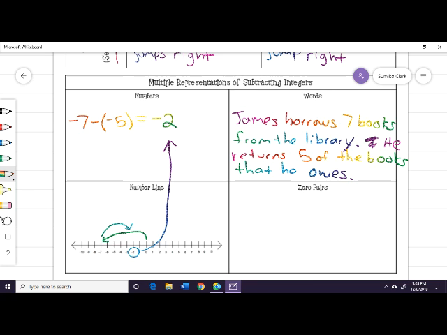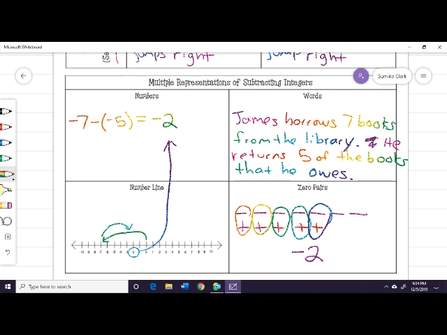Let's go ahead and look at the zero pairs. Okay, so we have 7 negatives. 1, 2, 3, 4, 5, 6, 7. And then remember the negative and the negative together make pluses. So we have 5 pluses. 1, 2, 3, 4, 5. So these cancel out. Those partner together to make 0. Those partner together to make 0. And we're left with 2 negatives. So we're left with negative 2.